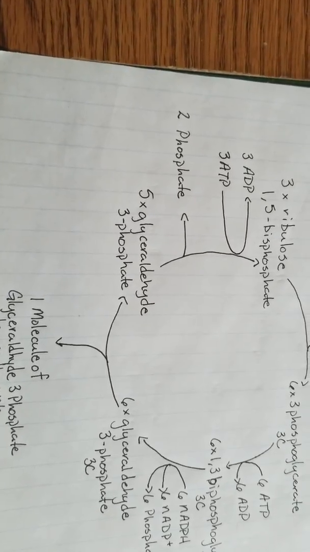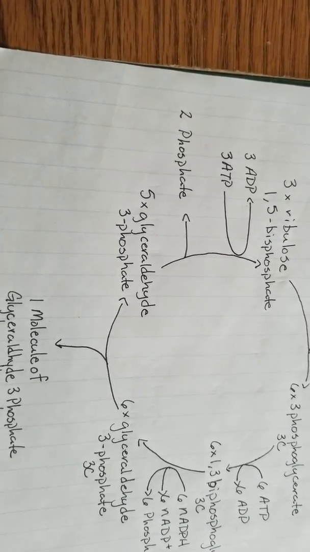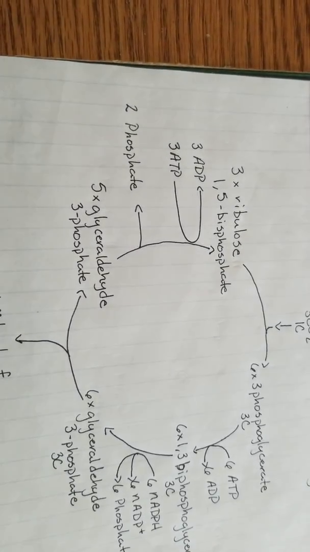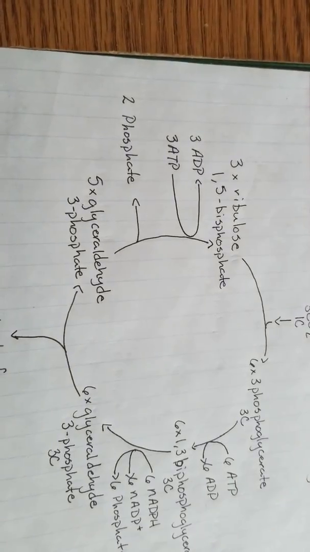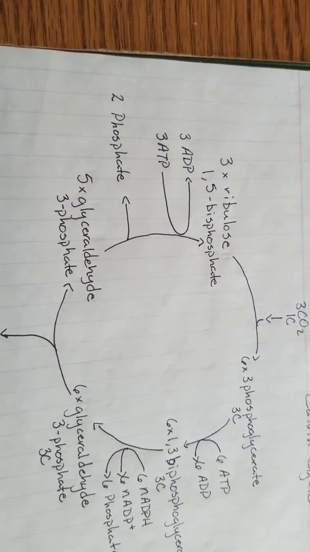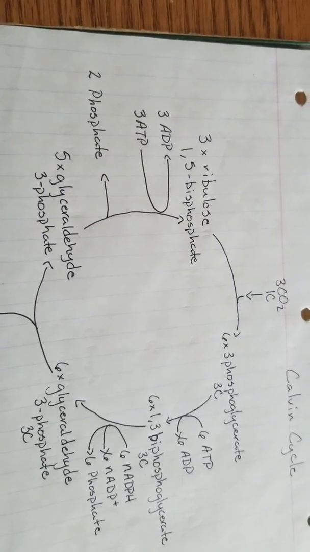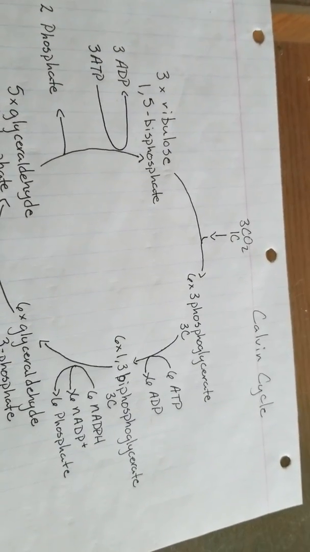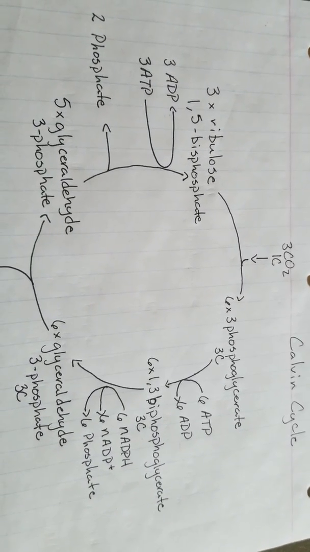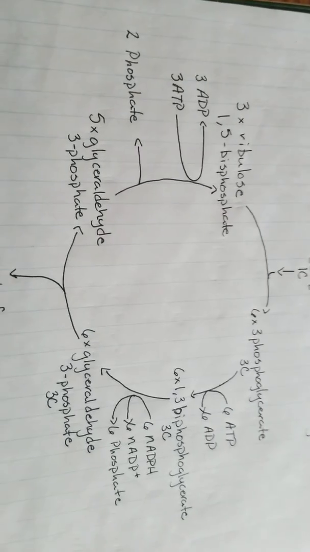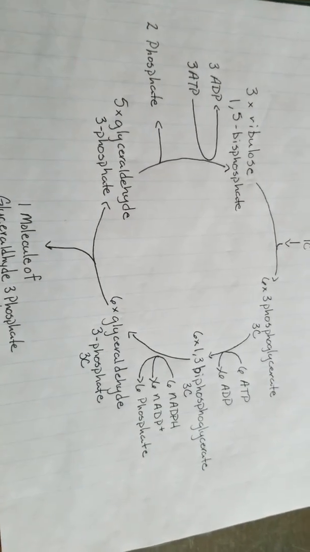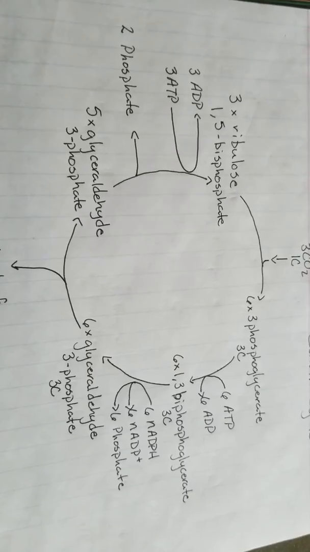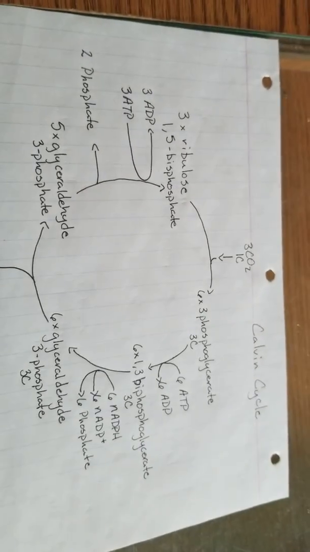You're going to lose 2 phosphates after this, and you're going to add energy again. Add 3 ATP, and 3 ADP is going to leave. That's going to take you to 3 ribulose 1,5-biphosphate, and you're going to start the cycle all over again. So basically what you're doing here is gaining and losing phosphates, and it's a lot of transferring, all to keep the cycle alive, just so you can start it all over again and add the carbon.